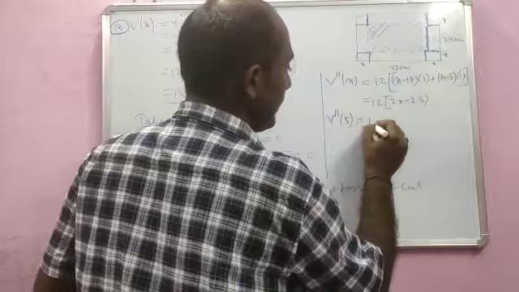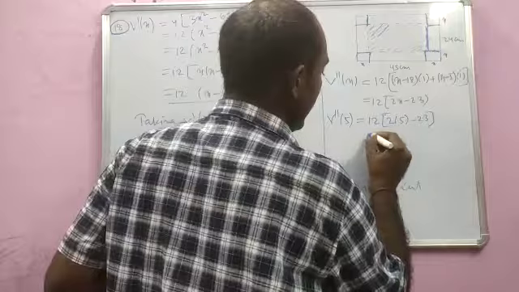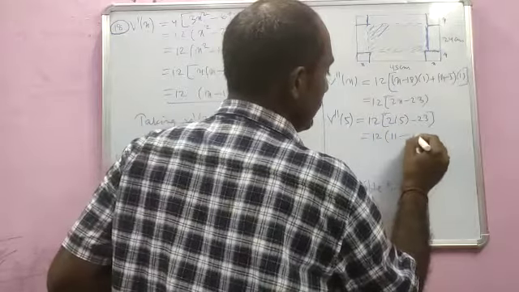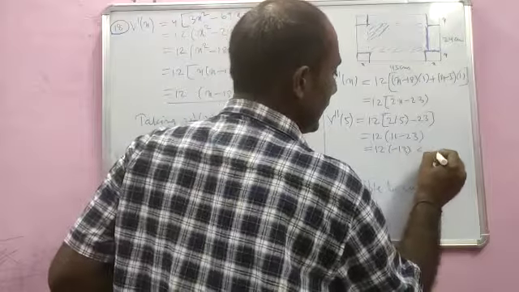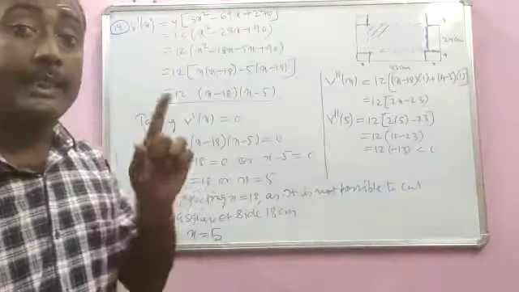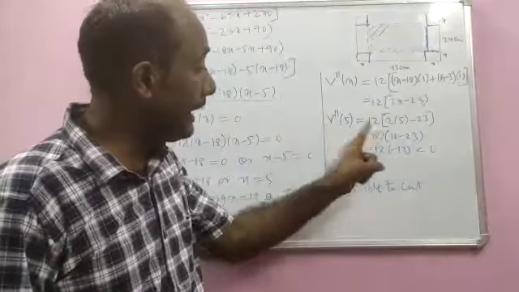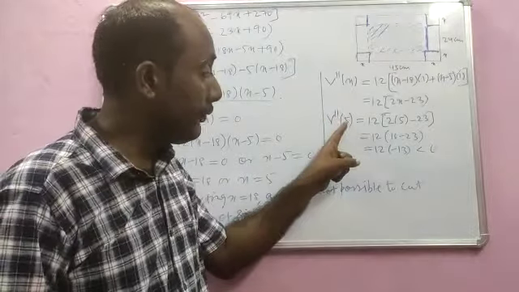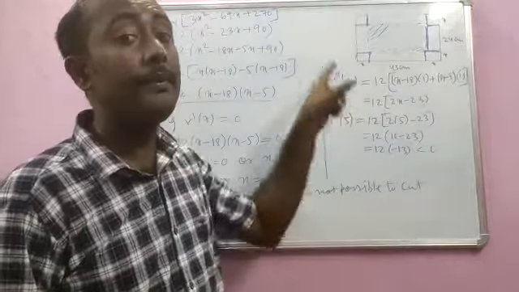V double dash 5 is 12 times of 2 into 5 minus 23, which is 12 times of 10 minus 23, which is 12 times of minus 13, which is less than 0. And your second derivative test says that if v double dash x is less than 0, that point is a point of maxima.